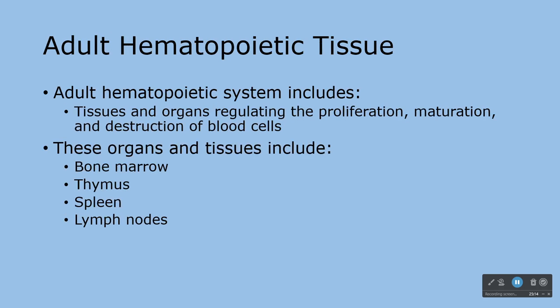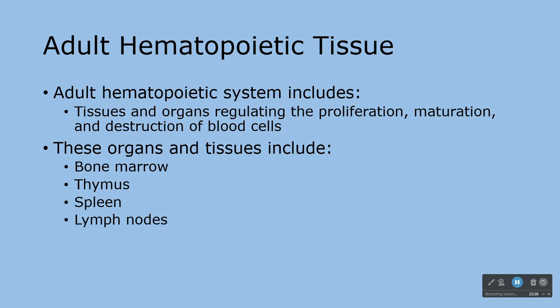All right. So any questions about embryonic hematopoiesis? Okay. Very, very quick overview. All right. So let's talk about adult hematopoietic tissue. Okay. So the adult system, like we said before, includes the bone marrow, thymus, spleen, and the lymph nodes. Those are the main ones.